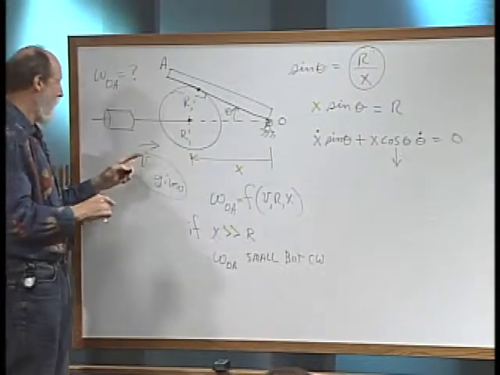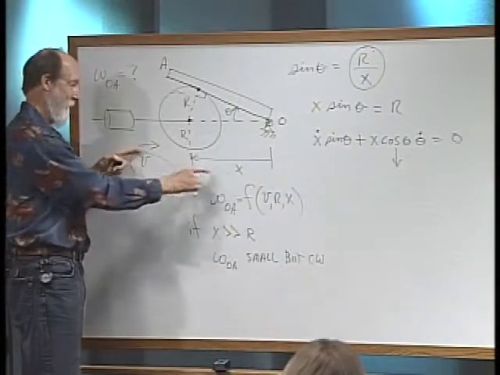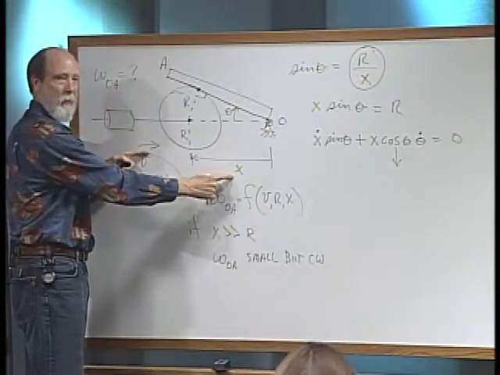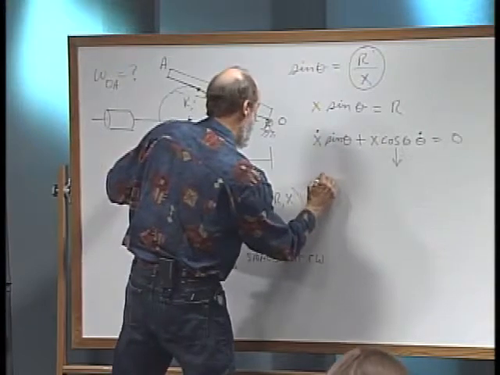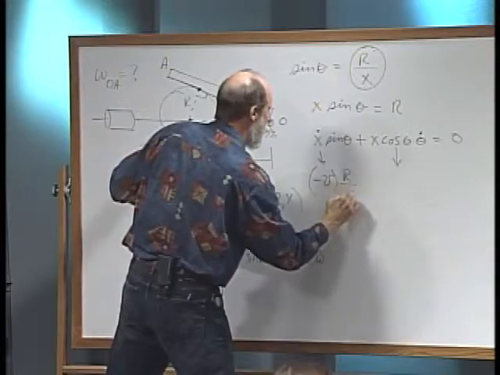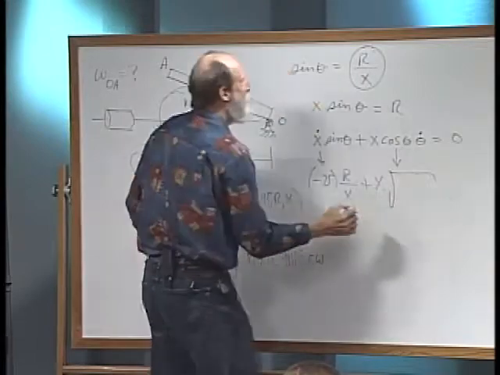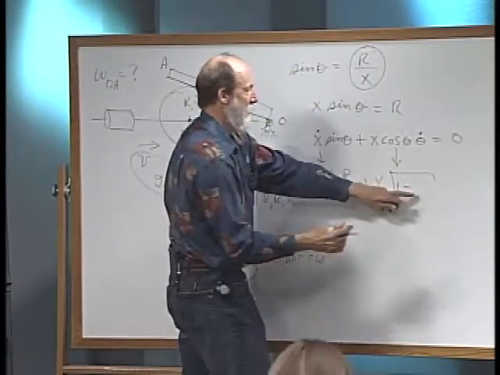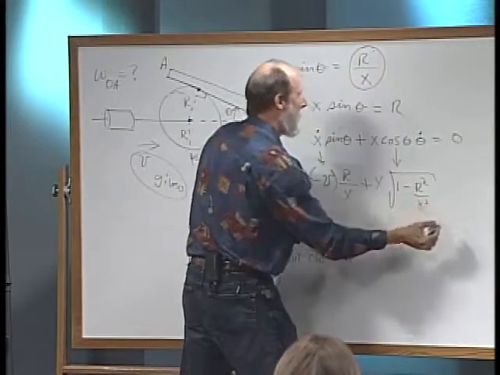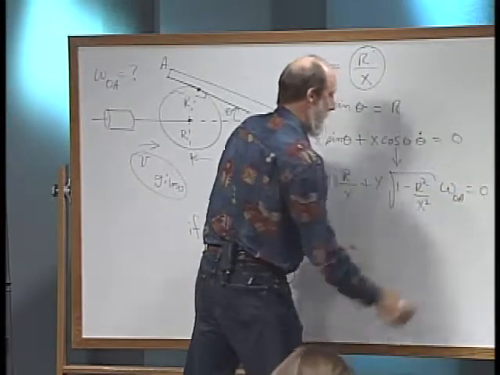Watch out for that. I highly recommend you always put little arrows on given pieces of information like that, and definitions of positive sense, so you'll catch that very frequently. So we've got a negative v dropping in for that x dot. We've got our r over x popped in for our sine. We've got our x in here. Our cosine is going to be the radical of 1 minus our sine squared again, which is now going to become r squared over x squared. And then here's our omega we're looking for of member OA, and that has to be equal to 0.